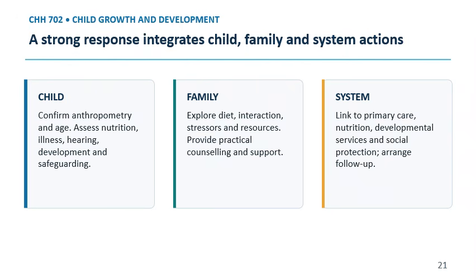At the system level, we connect the child and family to appropriate services: primary health care, nutrition support, hearing and developmental assessment, social protection, and referral where necessary. We also arrange follow-up. The information provided in this case is not sufficient to establish diagnosis, and that itself is an important lesson for us all. Public health and clinical responses should be comprehensive without pretending that uncertainty has disappeared.